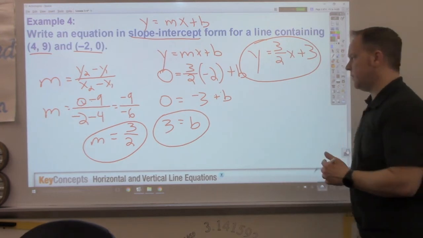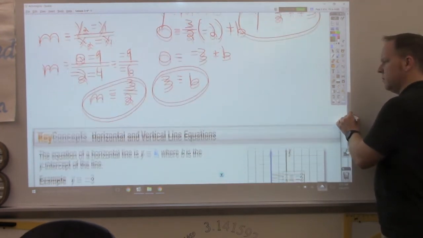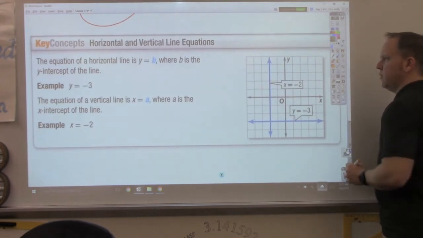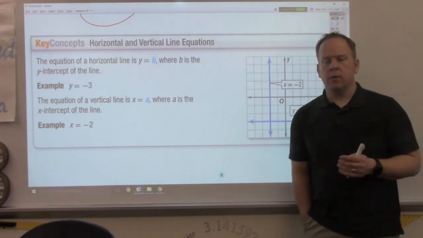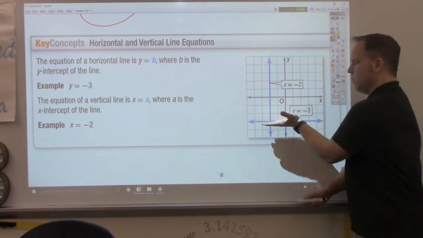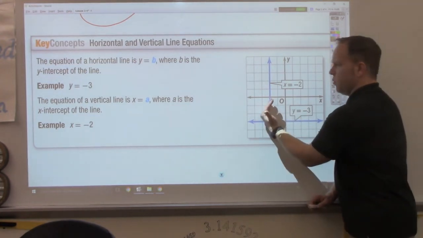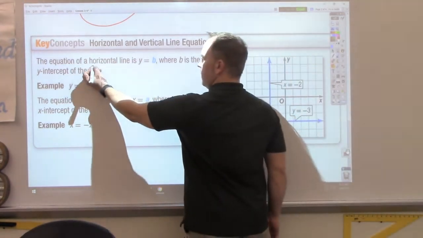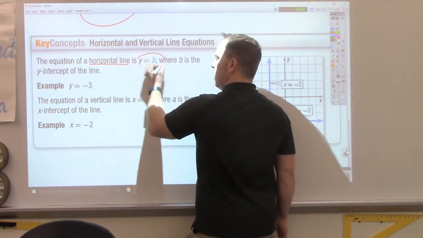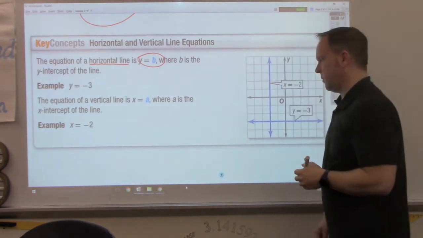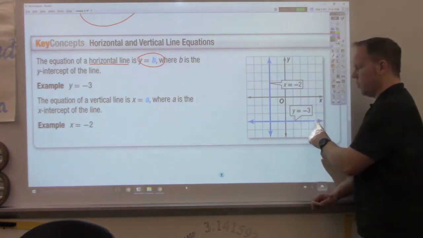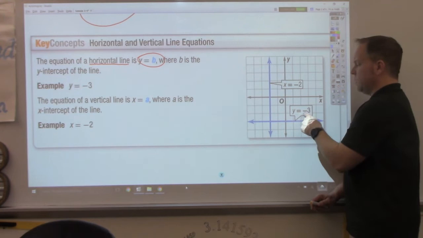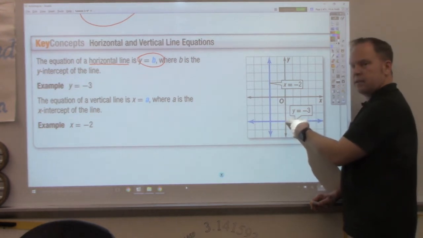Now, a key concept for geometry right now is what happens with horizontal and vertical lines. Remember previous lesson, one horizontal line is always perpendicular to a vertical line. But what do their equations look like? Well, if I have a horizontal line, that's always y equals whatever your y-intercept. So it's y equals some number. So this horizontal line is y equals negative 3 because I crossed the y-axis at negative 3.